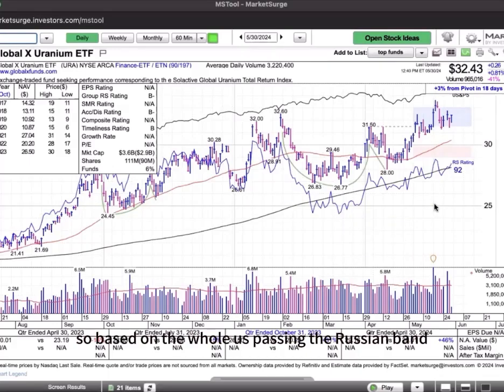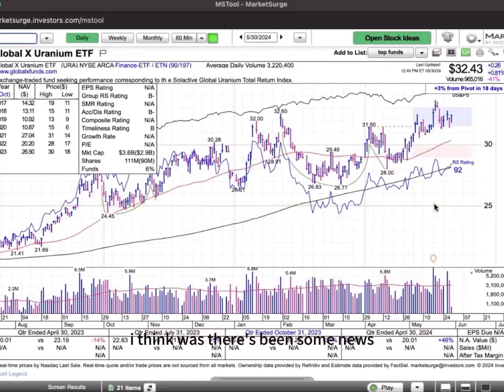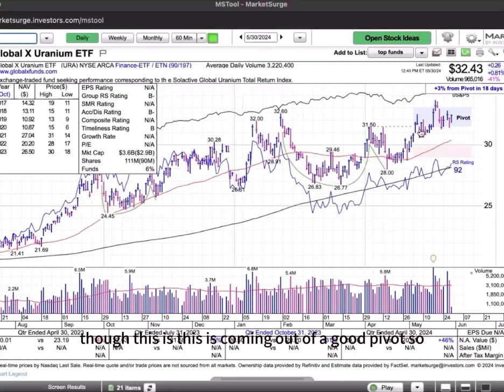So, based on the whole U.S. passing the Russian ban, I think there's been some news and fundamental bullish headlines in the uranium space. So either way, though, this is coming out of a good pivot. And normally we look for, for lack of a better word, suspicious volume, where the stock didn't even move and had a huge volume spike. That's usually when you see it in the rebalancing days or those sort of quad witching ones.